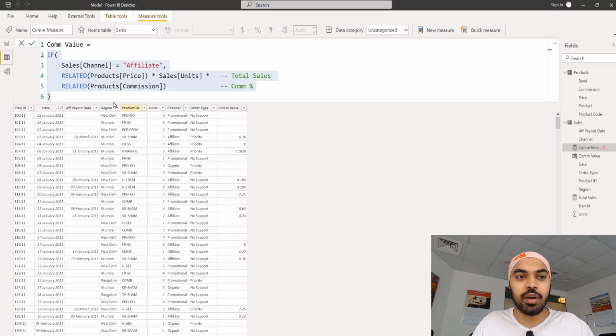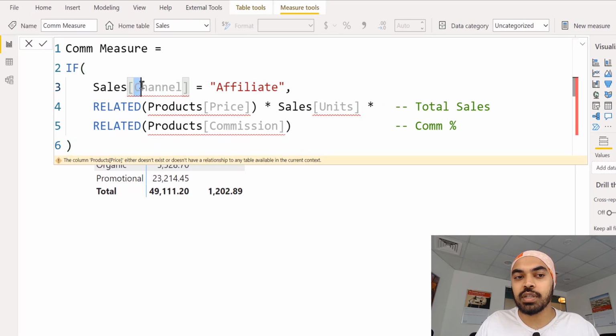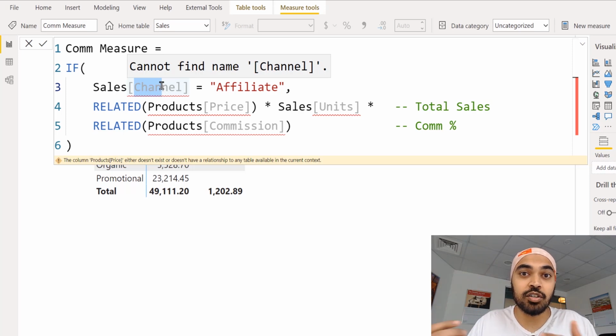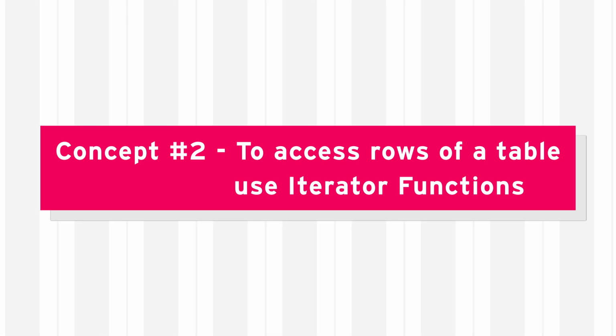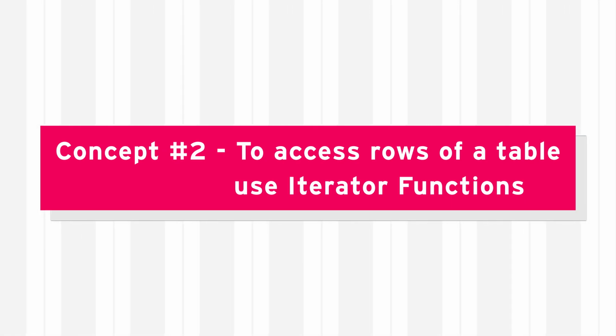So once you go ahead and create this measure and you say, hey, why don't you start checking in every single row of the channel column, is it affiliate or not? It cannot find the channel column. Now, this brings me to a second concept which links to the first: in order for me to access a row of a particular table, I have to use something called iterators in Power BI.